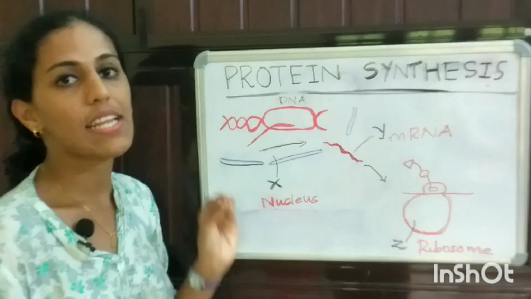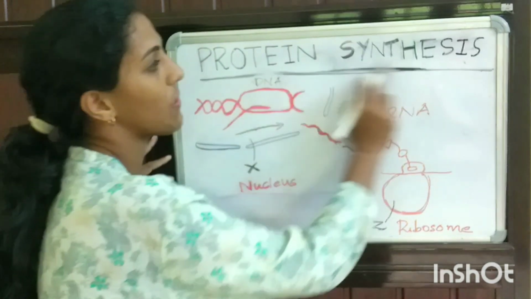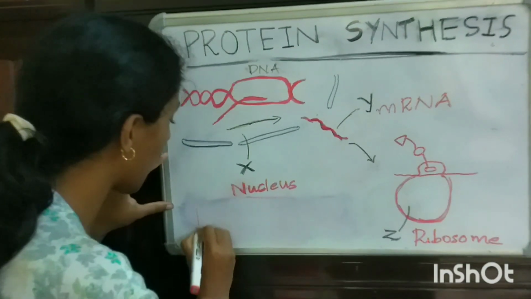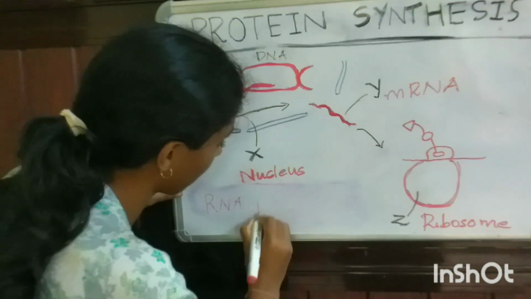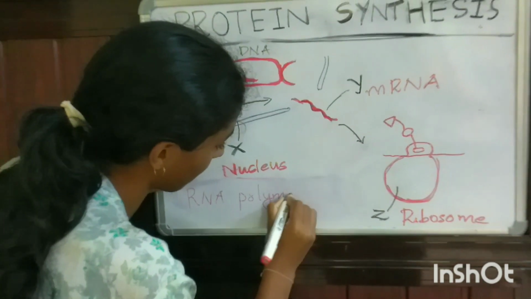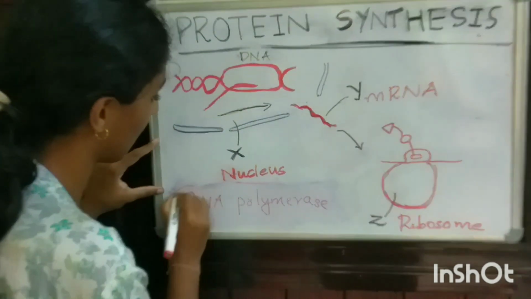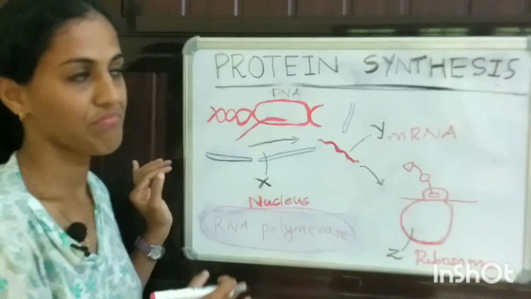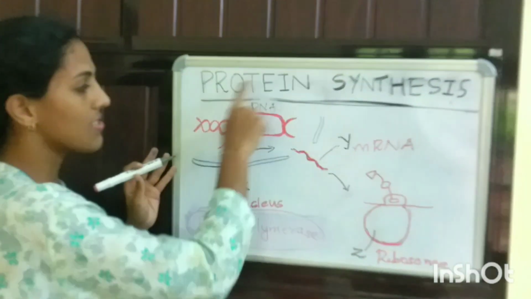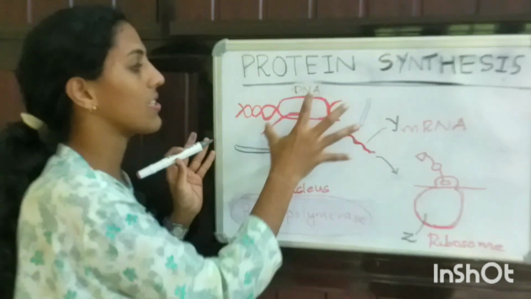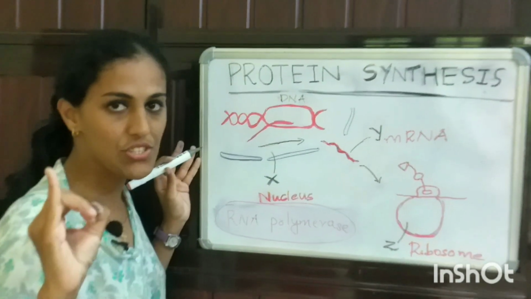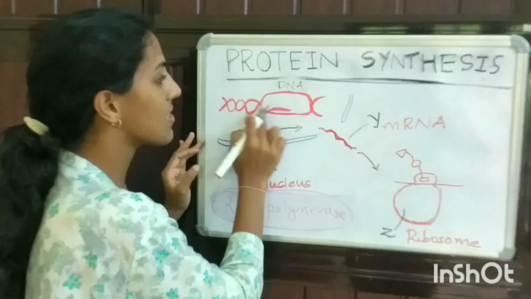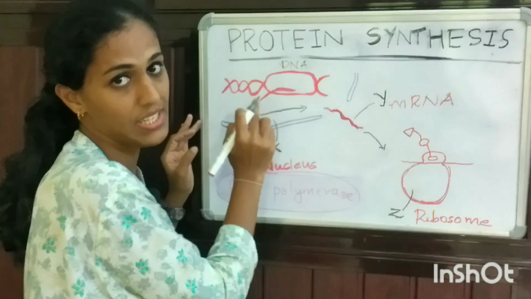Mainly an enzyme plays an important role in the process of protein synthesis, that is RNA polymerase. It is an enzyme which is used to synthesize RNA. So as I told you before, this is the entire process which happens in transcription, that is initiation, elongation and termination.